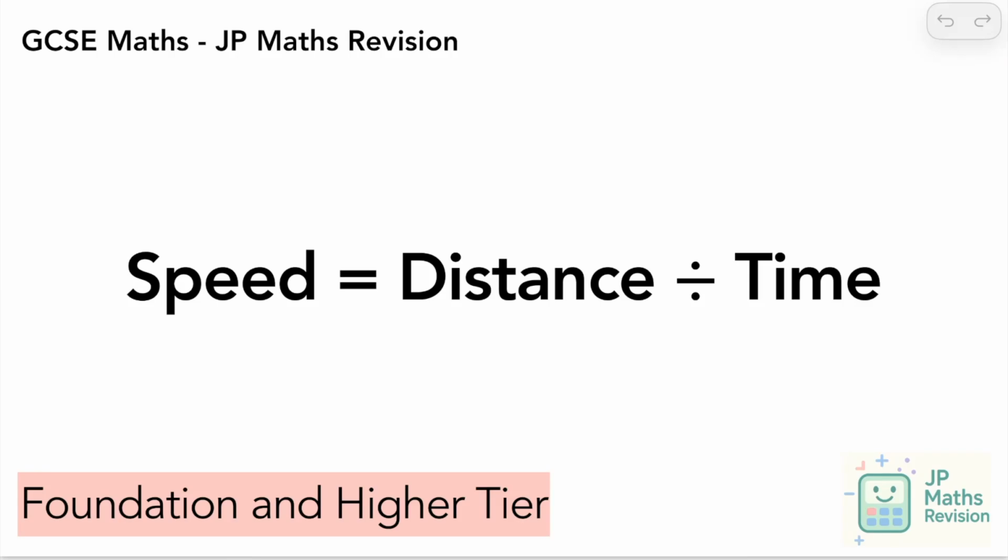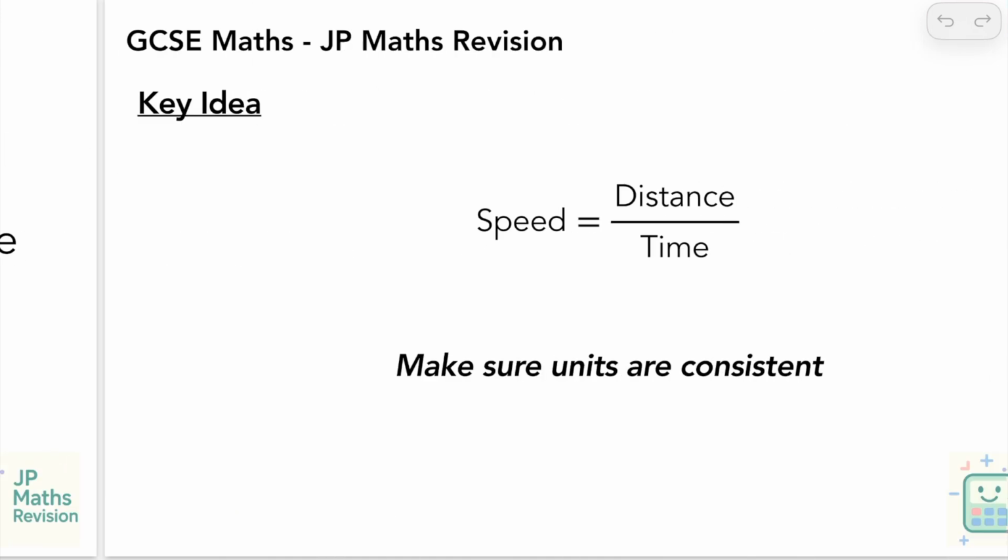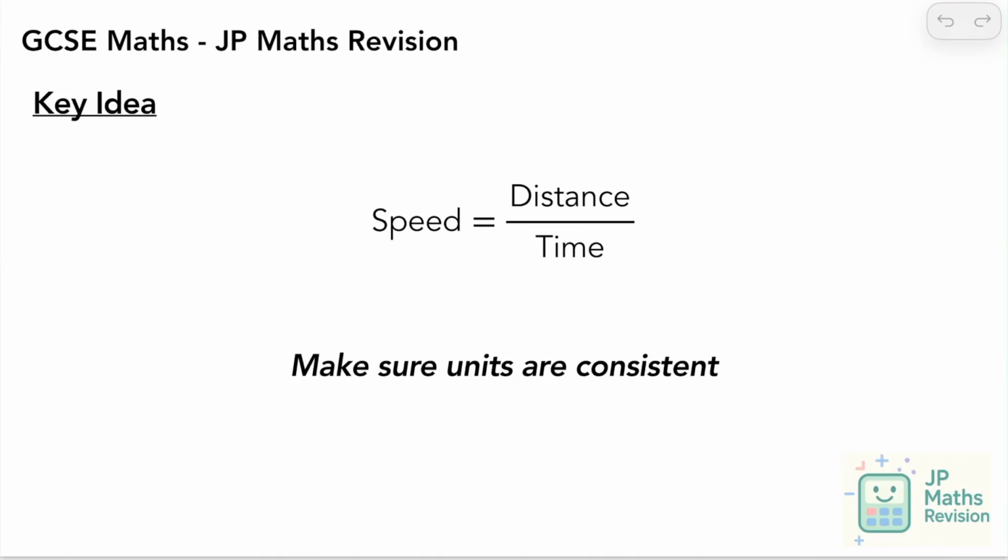Hello, in this video we're going to be looking at speed, distance and time. So the objective here is to calculate speed, distance and time using the correct formula. So the key idea, if we want to work out speed, we need to divide the distance by the time.